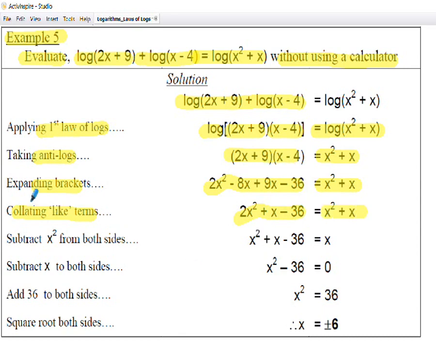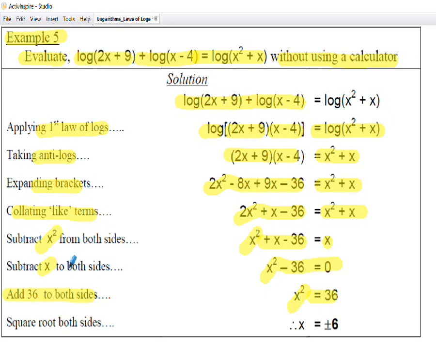On the next line I'm going to subtract x squared from both sides, so I get 1x squared on the left hand side plus x minus 36 is equal to x on the right hand side. So I've taken 1x squared from the left hand side and 1x squared from the right hand side. Then I'm going to subtract x from both sides, so I get x squared minus 36 equal to 0. So I've taken 1x from the left hand side and 1x from the right hand side. And finally I'm going to add 36 to both sides of the equation, so x squared is equal to 36.